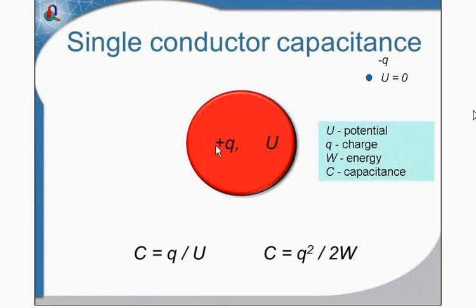Far away from the conductor, the field fades to zero, and there we have zero potential. The total charge of the system is supposed to be zero. If our conductor has positive charge, then somewhere there is negative charge. In case of single conductor, the negative charge is moved far away, so it has no influence on the field.